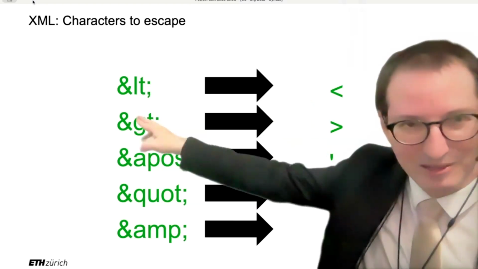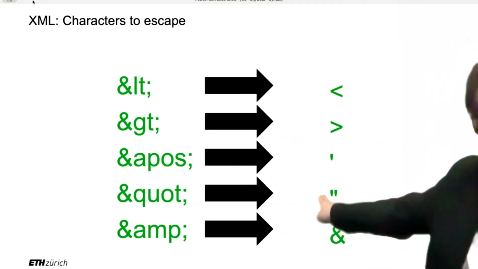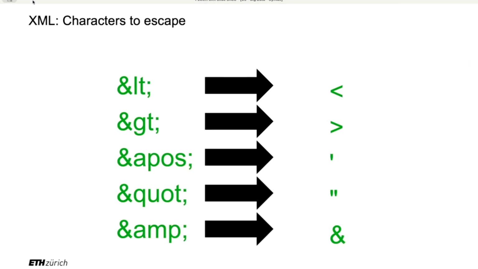You have lower than, lt, greater than, gt, apostrophe, apos, quote for the double quotes, and amp for the ampersand. And that's it. And again, if you know HTML, you might know that in HTML there's more, but not in XML. In XML, there's really just these 5. You can declare more, but I'm not going to show you how. But it's possible. Otherwise there's only these 5.